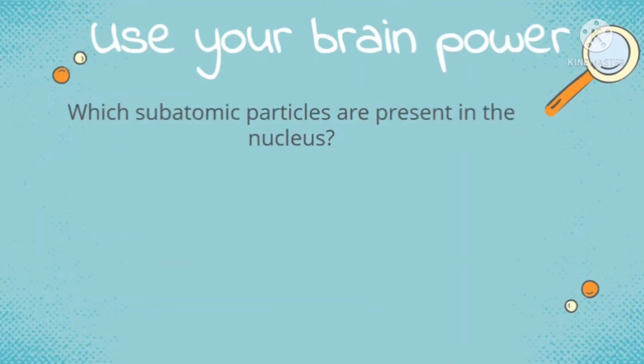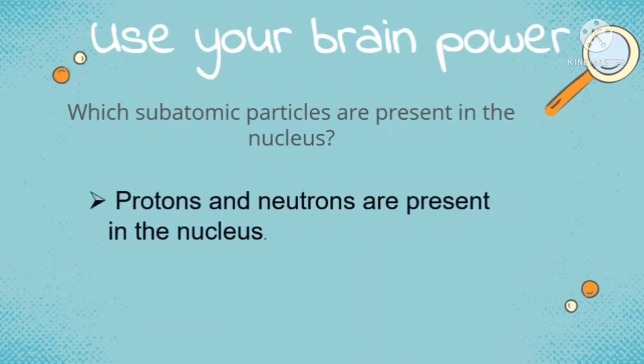Which subatomic particles are present in the nucleus? Protons and neutrons, because electrons are revolving around the nucleus. So protons and neutrons are present in the nucleus.